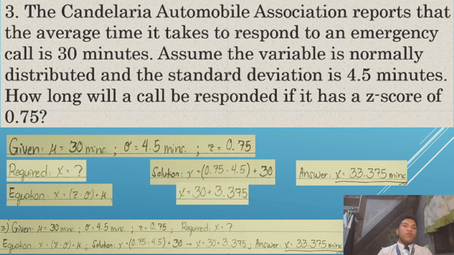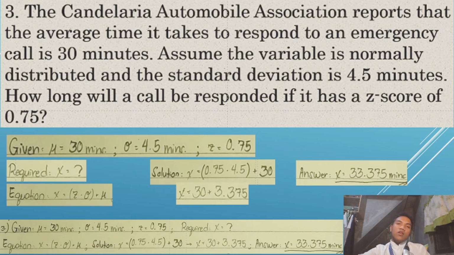Now, the product plus 30. The product of 0.75 and 4.5 equals 3.375. Now, if we add it to 30, it will be 33.375 minutes. So, it takes 33.375 minutes for a call to be responded to if the z-score is 0.75.